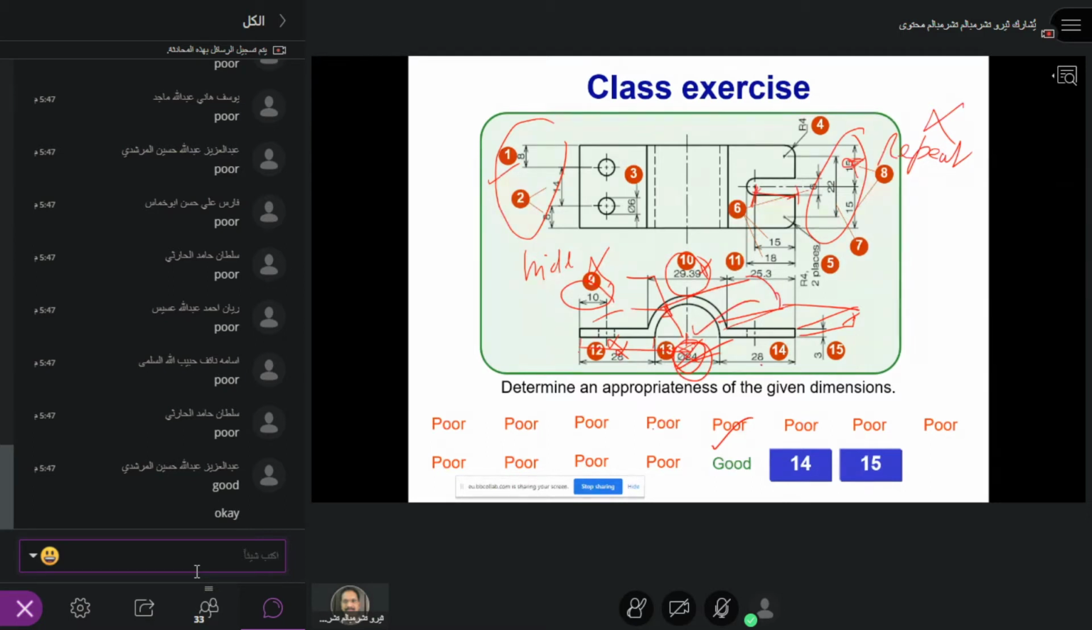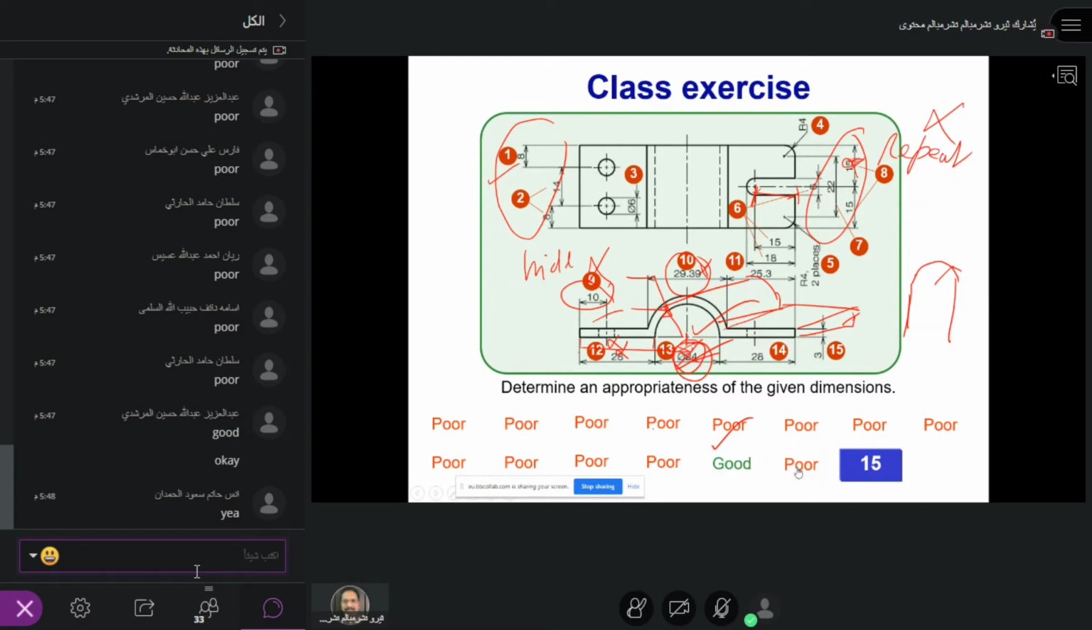You agree? If you put only the, let's say here, like this, if this is a feature, then you should not put the diameter here, you should put radius. But here he is showing a cylinder, so this is okay. Then what about 14? 14 is poor, the same reason. What about 15?